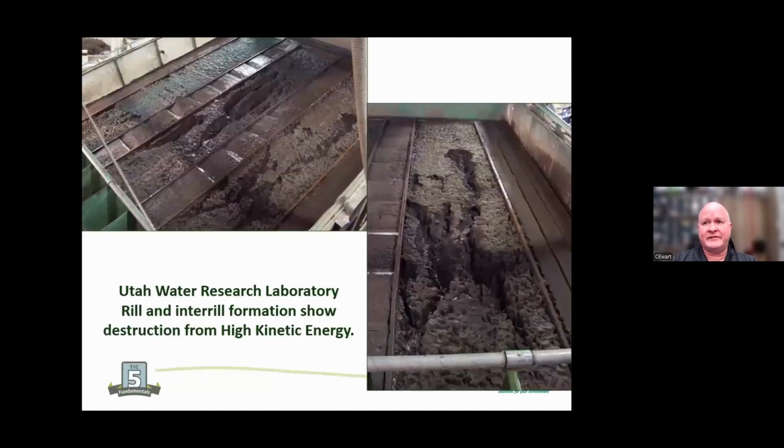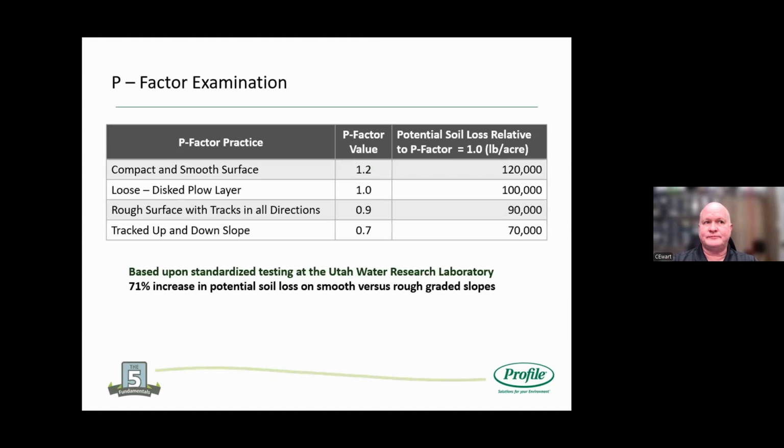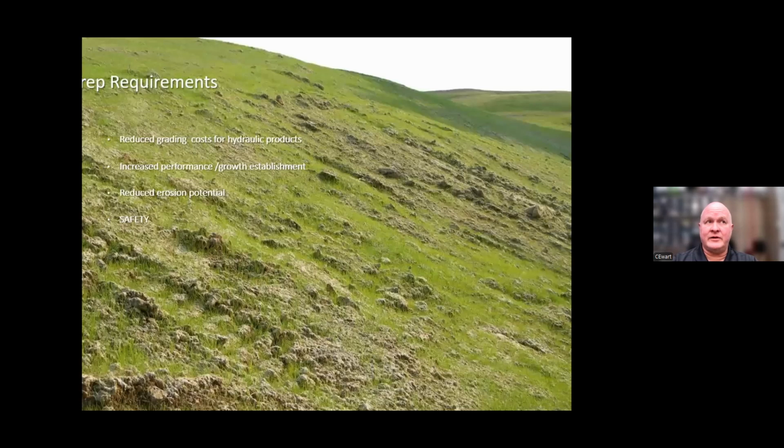We do this in Texas, and we also do this in a lab in Utah. With C factor, something that's important to understand is that for soil stabilization, the smaller number is better. You want to have a smaller number, not a bigger number on C factor. And again, the P factor is about how do we prepare that soil? Is it disked? Is it track walked? Is it smooth? Those are all factors that come into it.